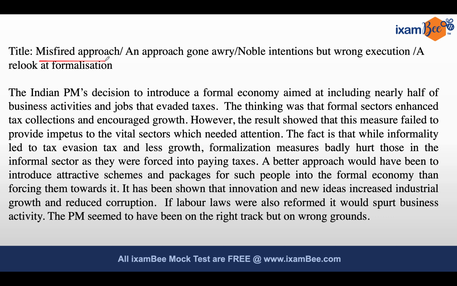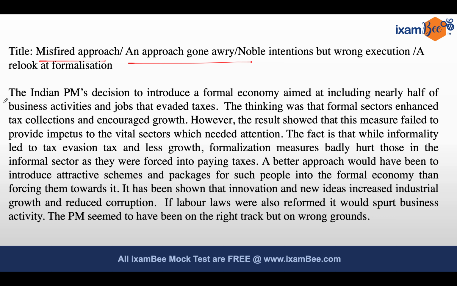It can be a misfired approach. It can be an approach gone awry. It can be noble intentions but wrong execution. Yes, suits. And a relook at formalization, where you are looking back and trying to find out the strengths and weaknesses inherent in the policy.